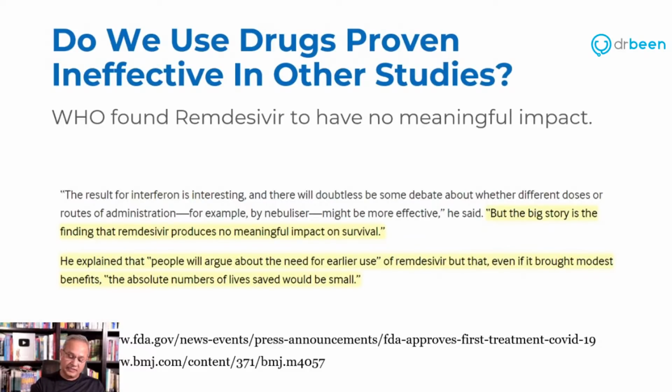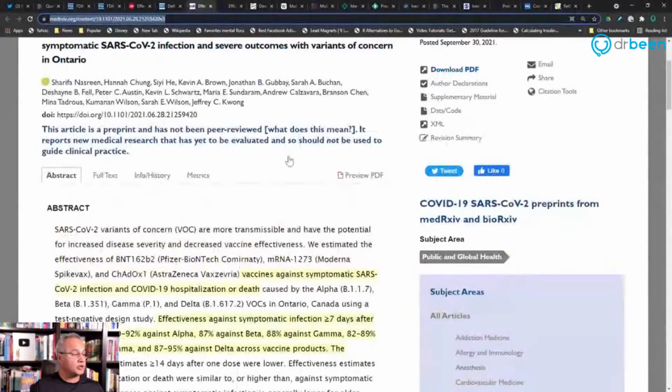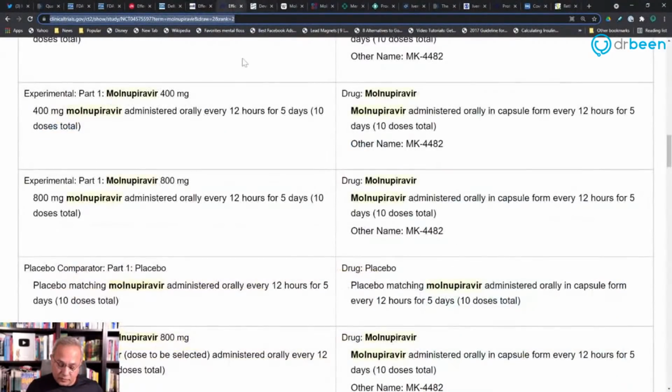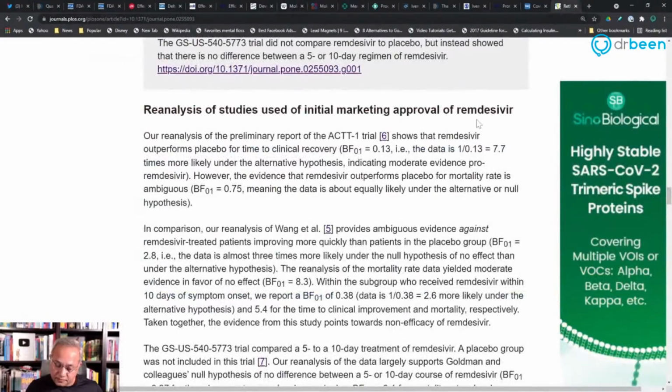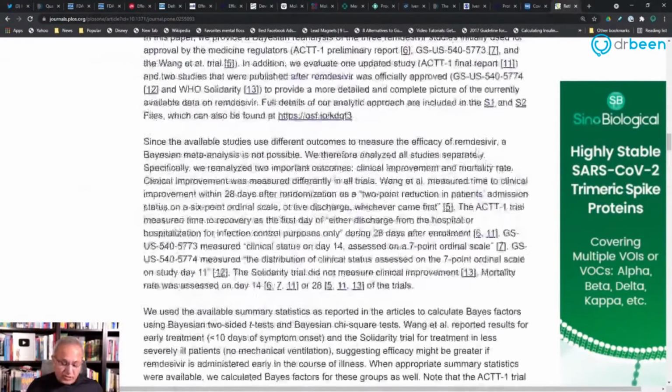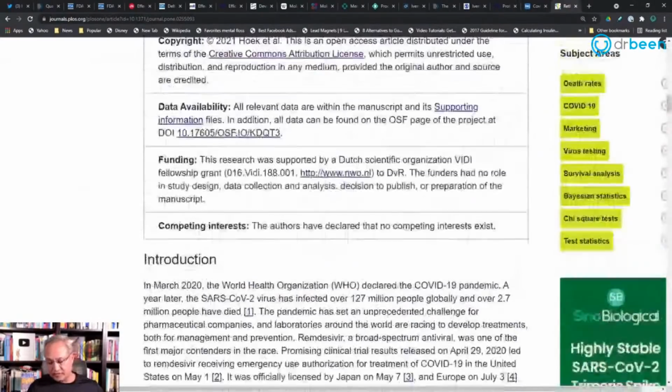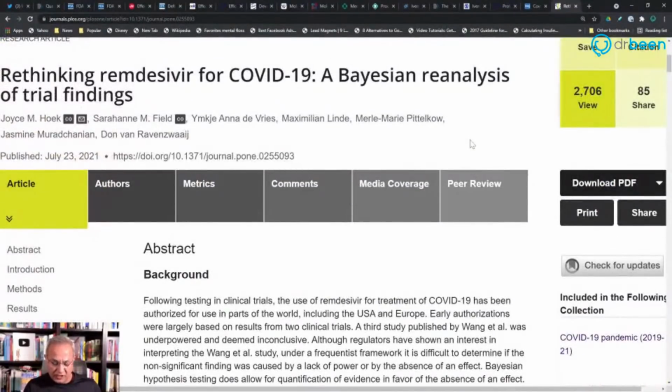But the big story is the finding that Remdesivir produces no meaningful impact on survival. He explained that people will argue about the need for earlier use of Remdesivir, but that even if it brought modest benefits, the absolute number of lives saved would be small. And I want to show you this. So this is a meta-analysis, you can say, of the Remdesivir studies, I think 3. And it says rethinking Remdesivir for COVID-19.